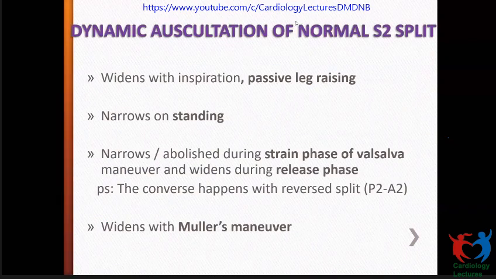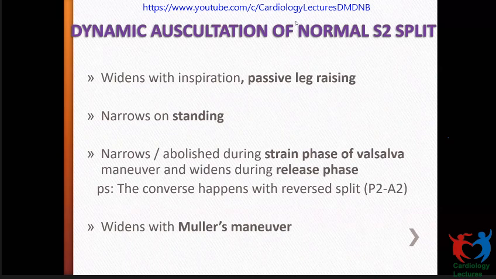Let's also understand what happens with normal split. Sometimes, especially in kids, when you are examining them sitting down, you tend to feel that there is split both in inspiration and expiration. You do get it, but that could be very physiological. Always, to tell people that there is wide fixed or wide variable split, that wideness has to be decided in sitting position. Make sure if there is wide, make the patient sit, especially if they are younger. Without that, you cannot comment on wideness.